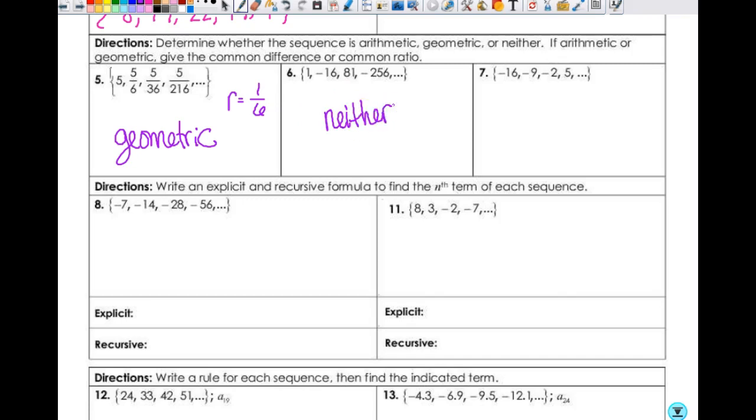Okay, so when I look at number 7, I can see that I've got a -16 to -9, then -2, so I'm adding 7 each time. But remember, if you can't tell by looking and you have to check, then you're going to take -9 minus a -16, -2 minus -9, and see if you have something that's common. Or if it's geometric, you're going to take 5/6 and divide it by 5, and then 5/36 and divide it by 5/6 to see if you have a common ratio. But I do have a common difference here. It is 7. That makes this arithmetic.